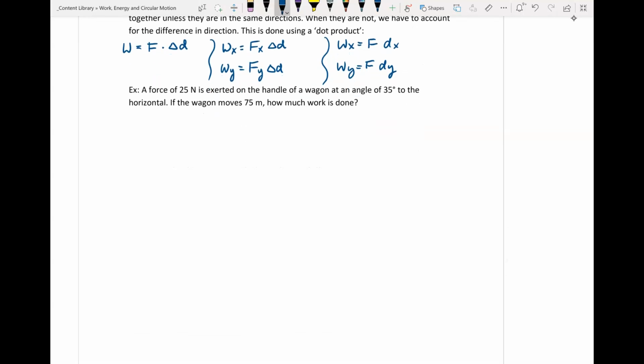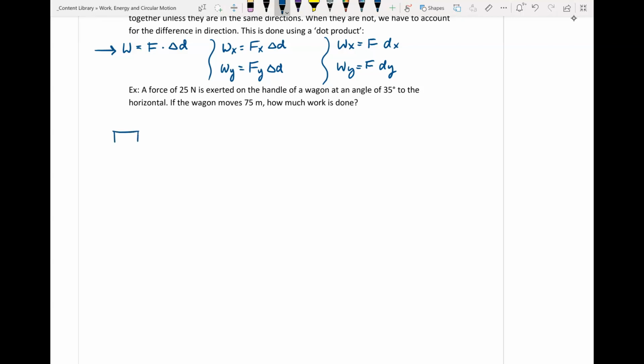So really, we are still going to use this for the most part, but we can break it down into its x and y components. So here's an example of that. A force of 25 newtons is exerted on the handle of a wagon at an angle of 35 degrees to the horizontal. If the wagon moves 75 meters, how much work is being done?